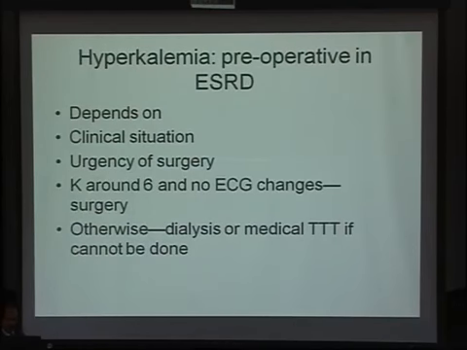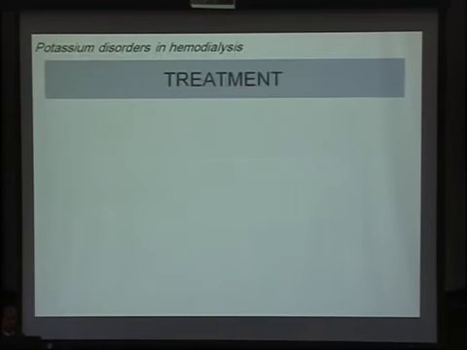So, what about hyperkalemia in patients who are going to have surgery? This will depend on the clinical situation and the urgency of surgery. If potassium is around 6 in a hemodialysis patient, with ECG changes, and surgery is urgent, go for surgery. Otherwise, dialyze safely first, or give medical treatment if you cannot do dialysis.